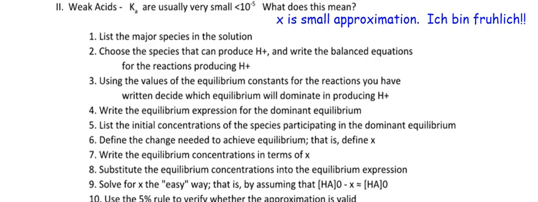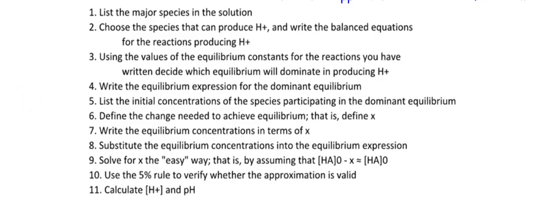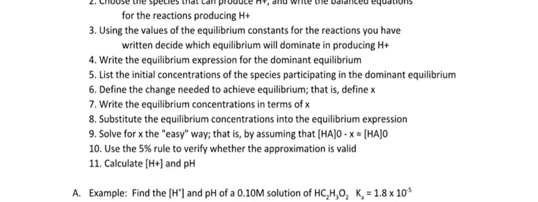And then solve for X the easy way, by assuming that when you subtract it out, you get pretty much the same thing. Then finally, use the 5% rule to verify whether the approximation is valid, and then calculate the hydrogen concentration and the pH. Folks, that's a lot of verbiage, isn't it? It is just like what we did in chapter 14. This is explaining everything that we did in chapter 14 with one little exception. Before, we didn't specify that X was going to be the H+ concentration, and there was no pH in chapter 14. But everything else is just like what we did in chapter 14.